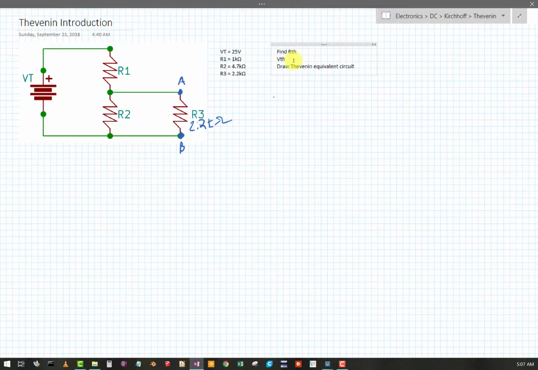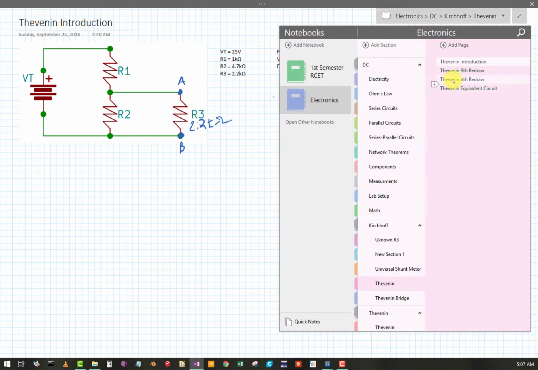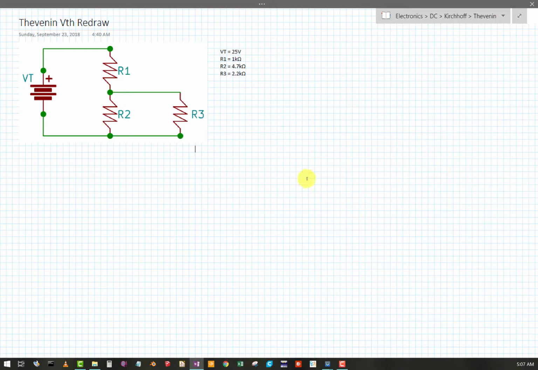Alright, so we had to find now Vthevenin. Now you can actually find Rthevenin and Vthevenin in any order. I just happen to do Rthevenin first. Okay, so let's look at Vthevenin for a second. This one is a point of confusion, and this is one of the reasons why I recommend doing this on a brand new clean sheet of paper for each redraw and each little piece of the circuit.